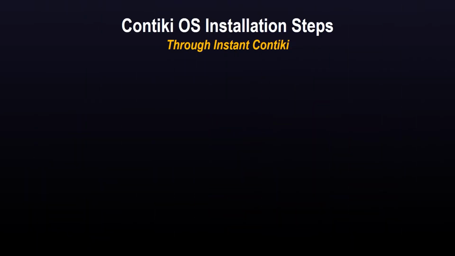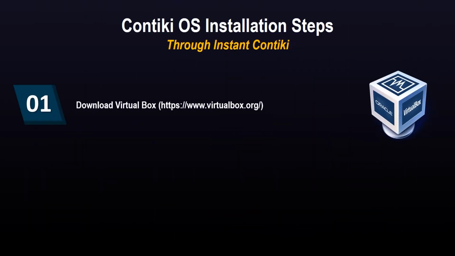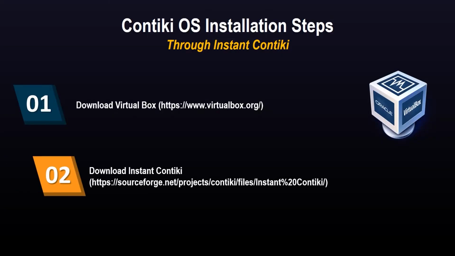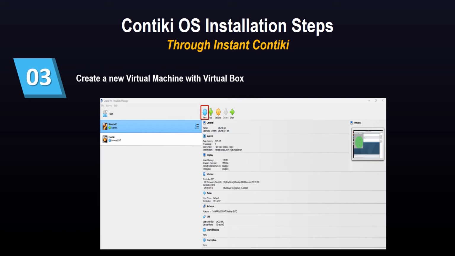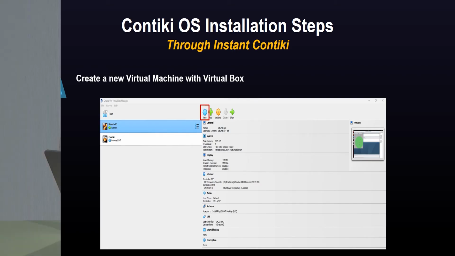These are the steps to download Instant Contiki. First step is to download VirtualBox. Then in the second step, you download Instant Contiki virtual image. In the third step, create a new virtual machine with the VirtualBox.